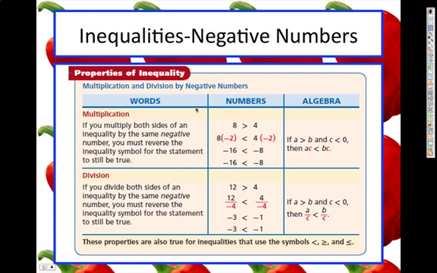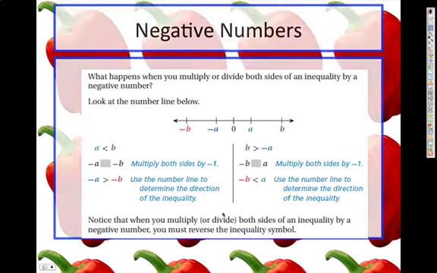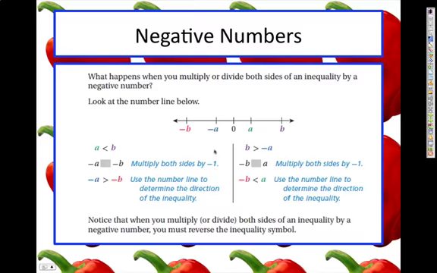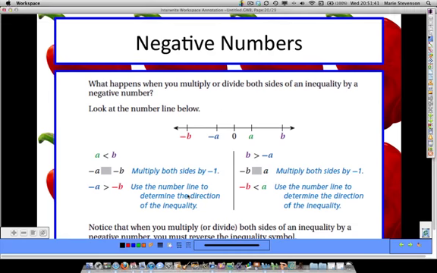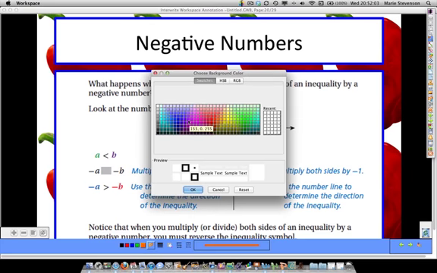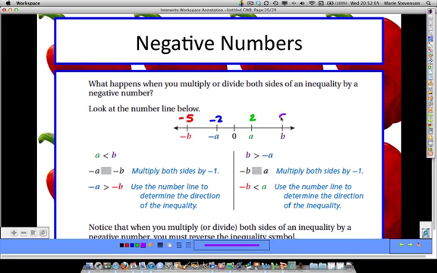Now, when you do your negatives, okay, you still got to make sure you do both sides with that negative value. Now, here's where it's going to get a little confusing. Let's see what happens when you actually multiply or divide by negative numbers. So, let's just put some numbers up here, okay? So let's say this is like negative 5, and this is a negative 2, and this is positive 2, and this is positive 5, okay?